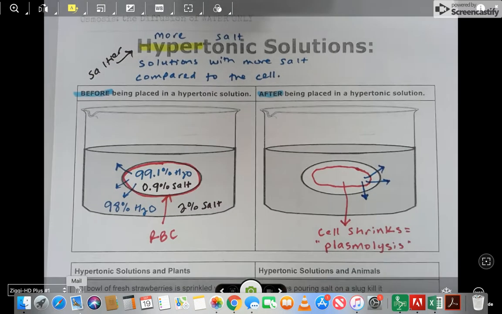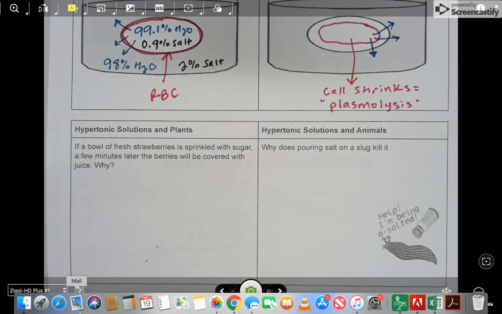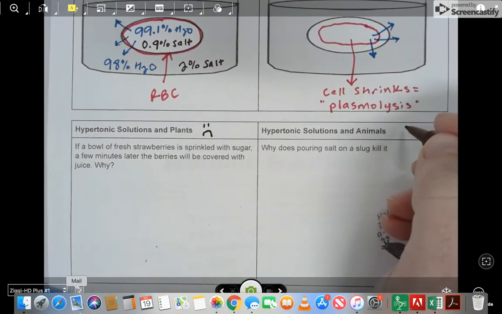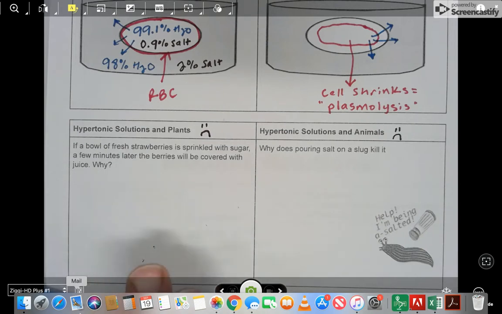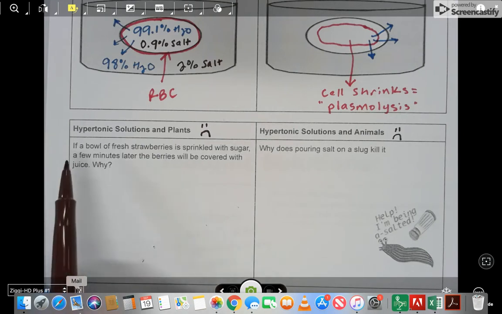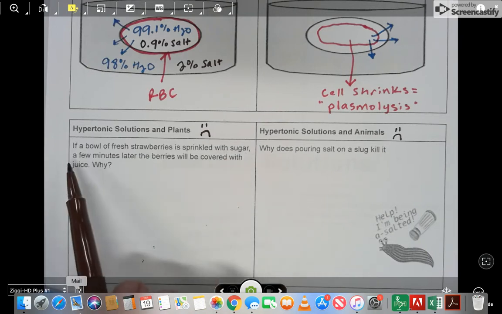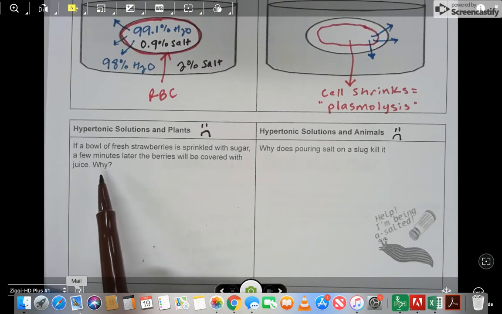Okay, now, both plants and animals do not like to be in hypertonic solutions. They don't like these salty solutions. So for plants, it's going to be a negative, and for animals, also a negative. Okay, so I wanted to ask you some real-world questions about these solutions' effects on plants and animals. So please answer these questions. If a bowl of fresh strawberries is sprinkled with sugar, so the sugar is our salt, a few minutes later, the berries will be covered with juice. Why is that? Pause and answer.